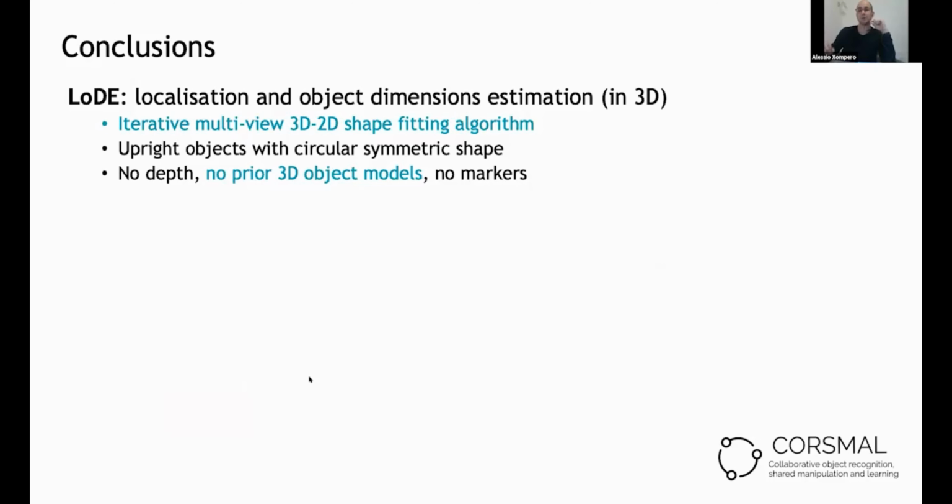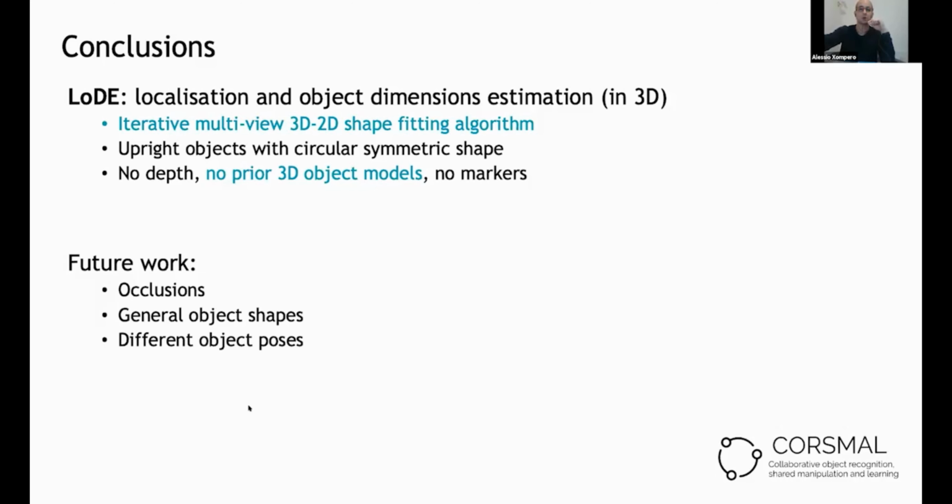The assumption behind this approach is that we are considering objects that are upright and also with a circular symmetric shape. But the advantage of this approach at the moment is that it doesn't rely on any depth data, whereas most existing approaches nowadays are using depth data. Or, for example, they use prior 3D object models, which in our case we don't have. And also we don't consider any marker existing or that can be patched on top of the object.